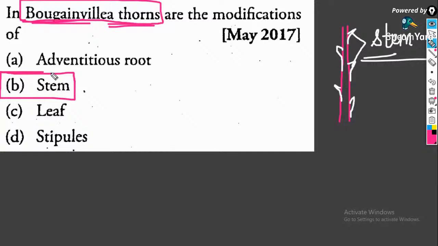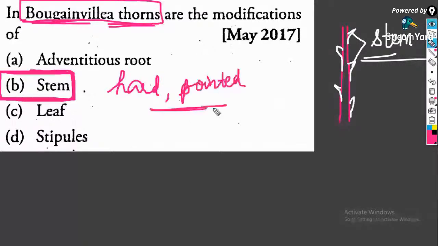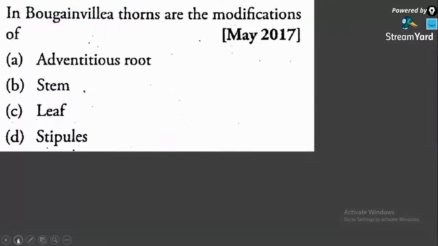In today's class, right at 7 p.m., I'll show you a clear image of Bougainvillea in real. Thorns are hard, pointed, straight structures for protection. They are generally a means of protection for these plants to avoid grazing by herbivores. It is the self-defense mechanism of Bougainvillea. Next question.